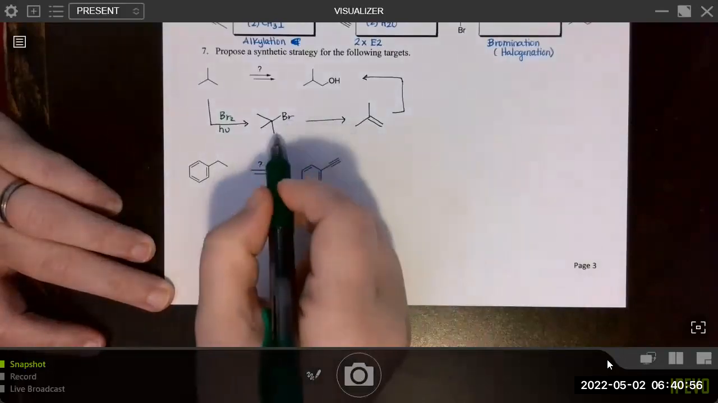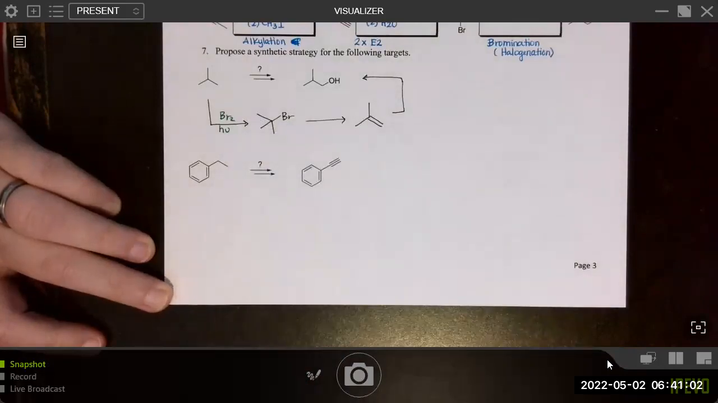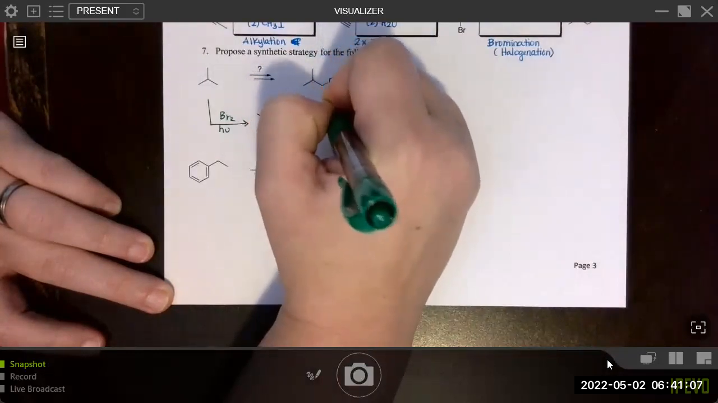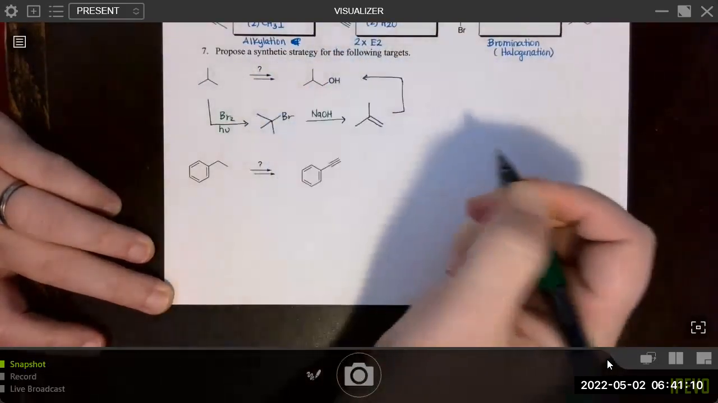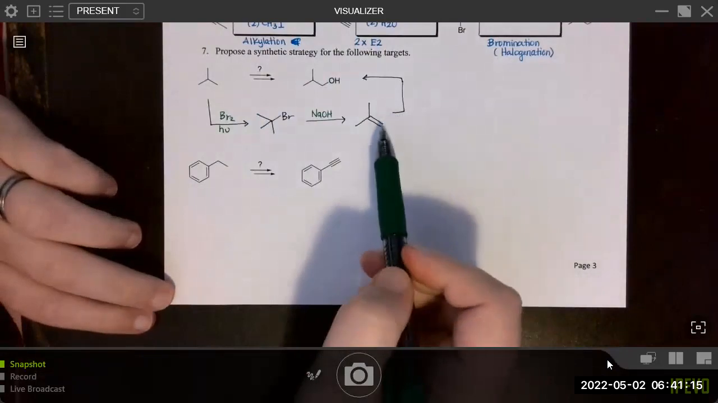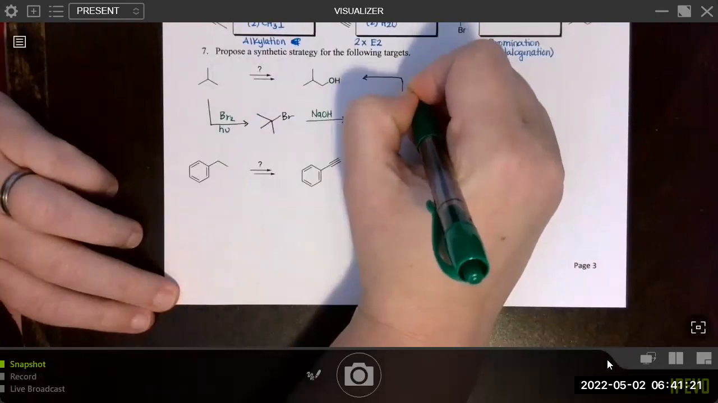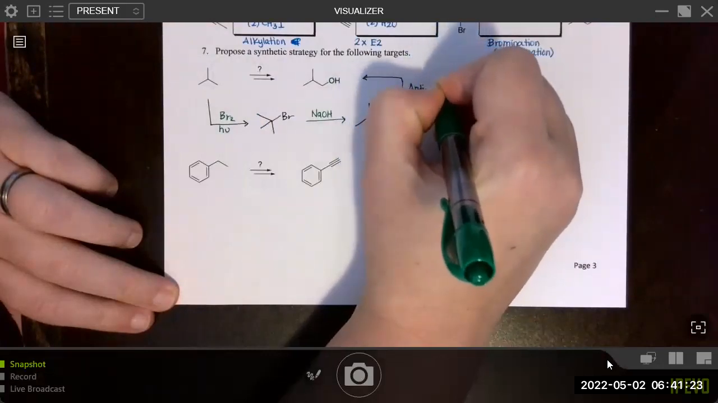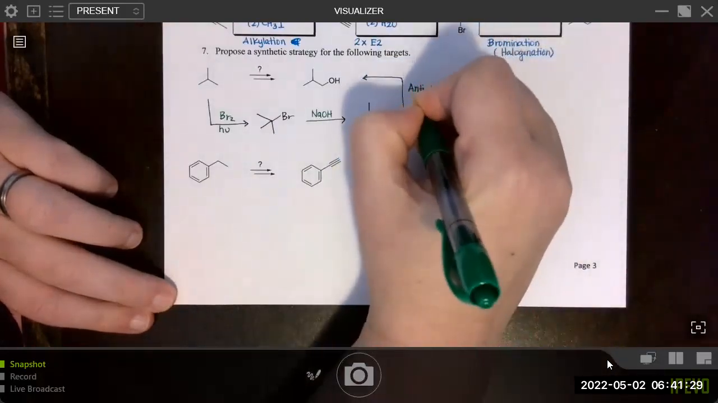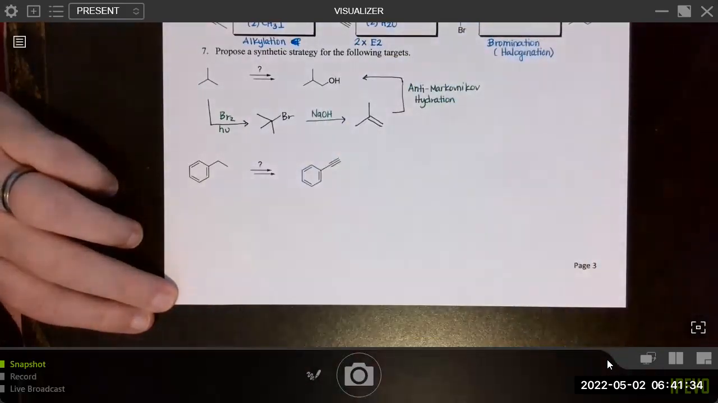So to do elimination, all three beta carbons are the same, so we don't need to worry about regioselectivity. So even sodium hydroxide works well here to do E2. And then the addition reaction. So what are we adding across the double bond? We're adding H and OH. We want this to go anti-Markovnikov. And we call this a hydration because we are adding H and OH, which together is water.